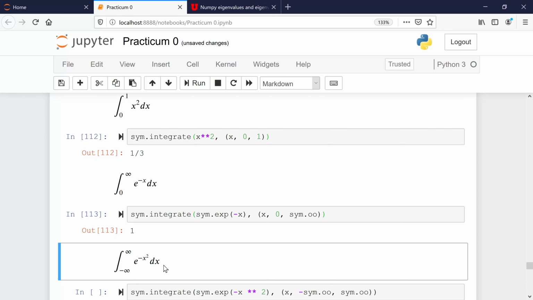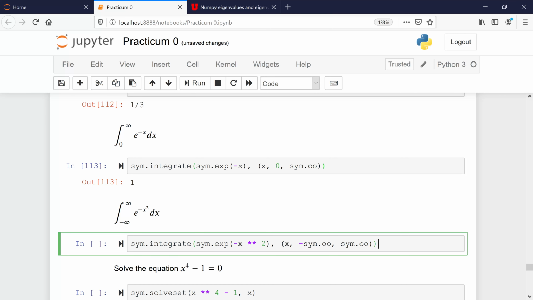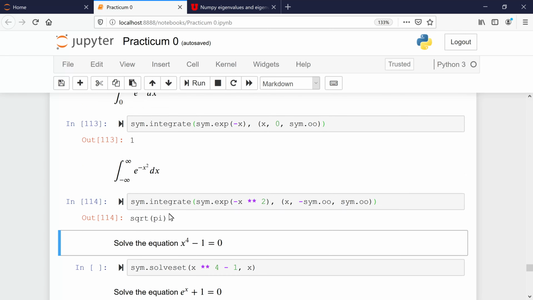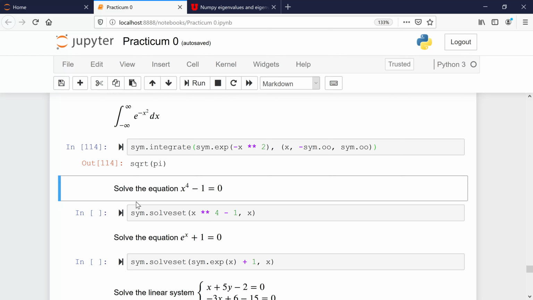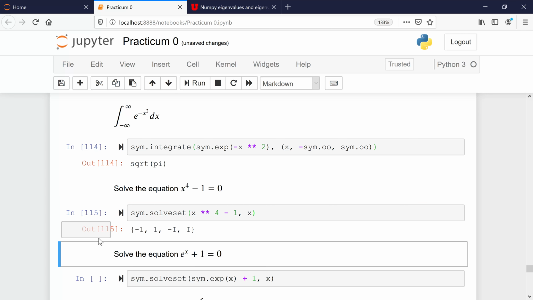And here we should get what? We should get, for e to the minus x squared, radical pi. From minus infinity to infinity. Yeah, so you get the square root of pi. Okay, we can solve equations. We said that with solveset. We get 4 roots here, minus 1, 1, minus i, and i.